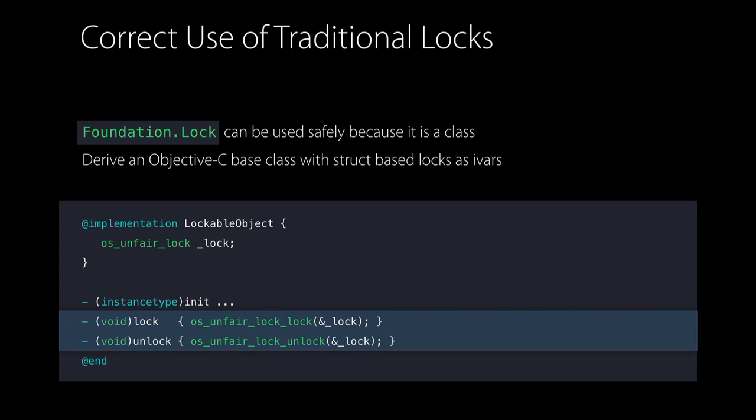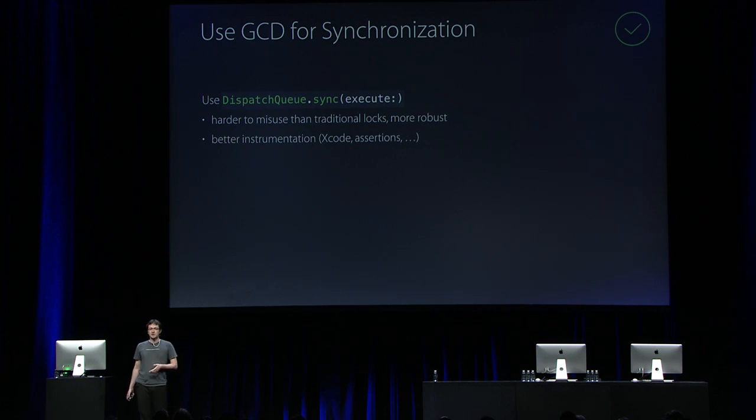So what we encourage you to do is to use dispatch queues for synchronization purposes. The first reason why is that these are significantly easier to use than a traditional lock. Your code will run in a scoped way, which means that you cannot forget to unlock. The other thing is that queues actually are way better integrated with the runtime and Xcode and debugging tools.